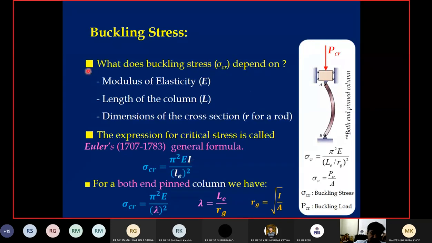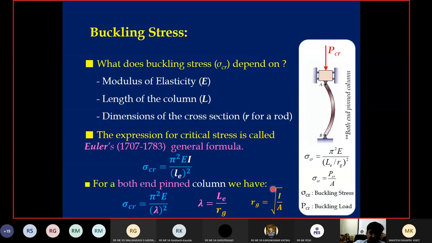So next, the buckling stress. Now, what does the buckling stress depend on? You know that the buckling stress depends on the modulus of elasticity, the length of the column, and the dimensions of the column. Very important, the dimension is something to do with the radius of gyration. We'll talk about it, as well as the slenderness ratio.